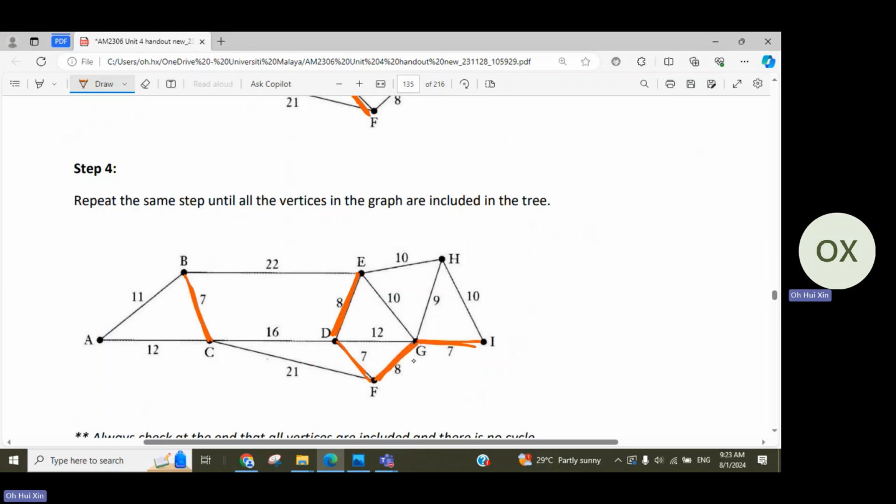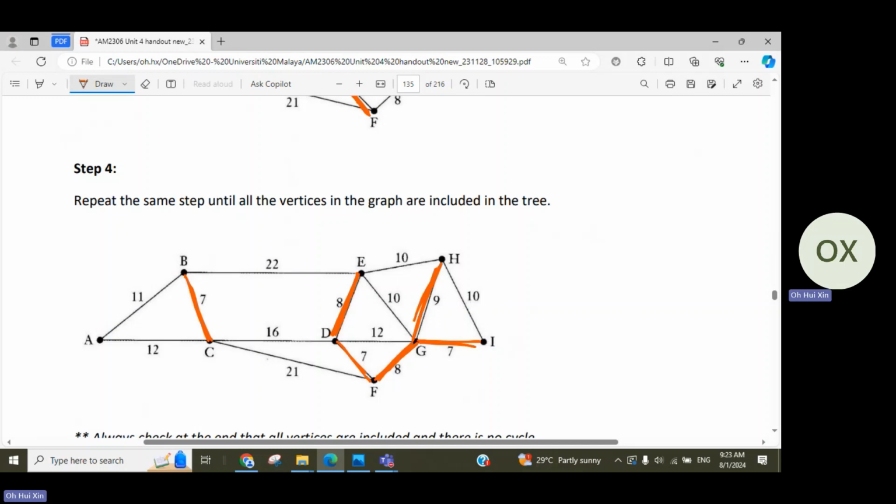After 8, the next smallest number is 9, right? If I highlight this, I didn't create any cycle, so I can highlight this. After 9, the next shortest is 10. If I draw this, I will create a cycle. If I draw this, I create a cycle here. If I draw this, I create a cycle here. So that's why I'm not going to take any 10.